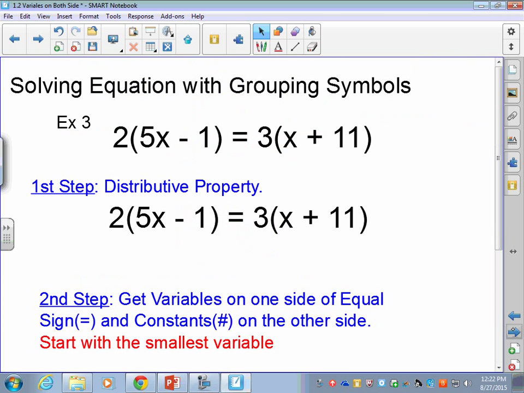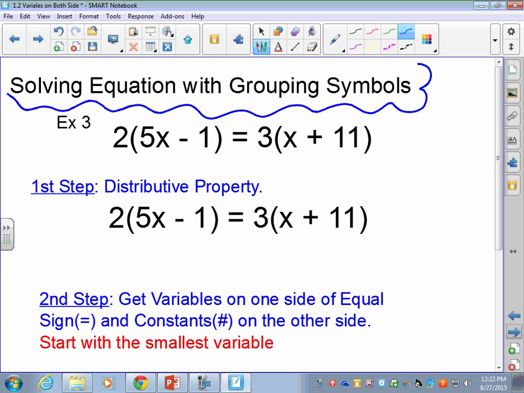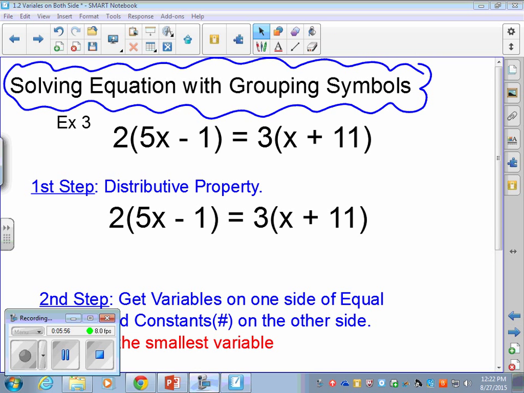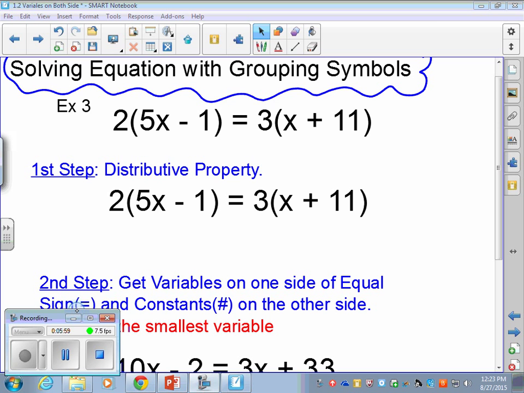All right, let me give you the next title, which is going to be solving equations with grouping symbols. On the next page? No, it can be on the same page. Now it's to use the distributive property.